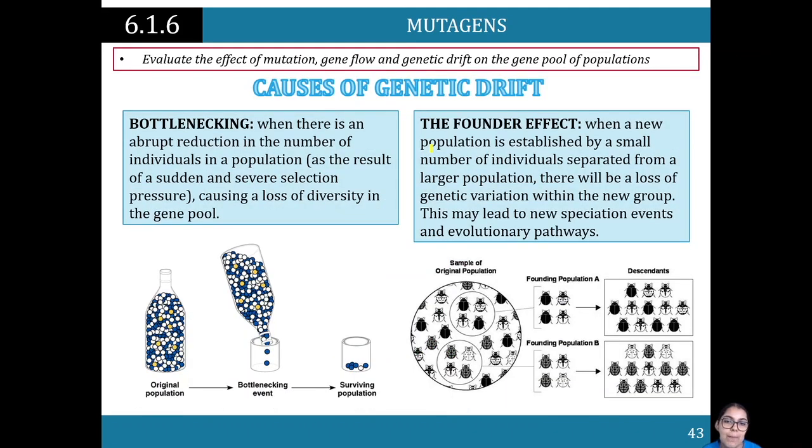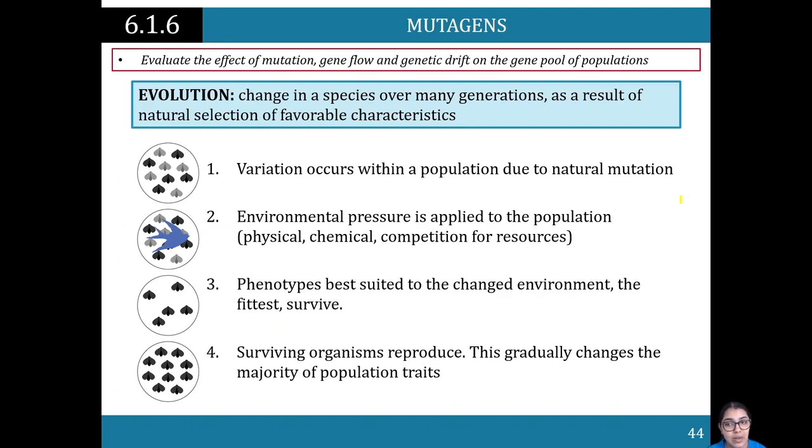So when we talk about genetic drift, let's just talk about a couple of causes. This is kind of like a bit of revision from year 11. Bottlenecking is a process in which there is an abrupt reduction in the number of individuals. It could be due to natural causes, a sudden severe selection pressure, and that leads to a loss of diversity. The founder effect, of course, is when a new population is established by a small number of individuals. They separate from the main population, they establish a smaller population, and it leads to a loss of genetic variation within the new group, and it can also lead to new speciation events as well.